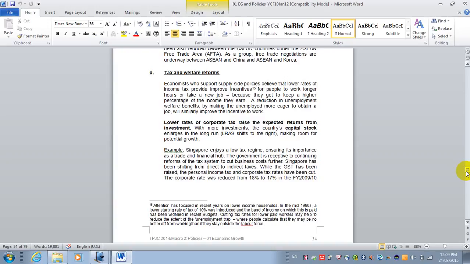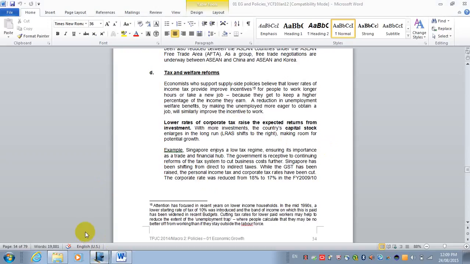Now, a lot of you know the investments increase, you talk about AD. But market-oriented supply-side policies, you also need to talk about the LRAS, because with more investments, there's an increase in the quantity of capital goods, LRAS will increase. Okay?